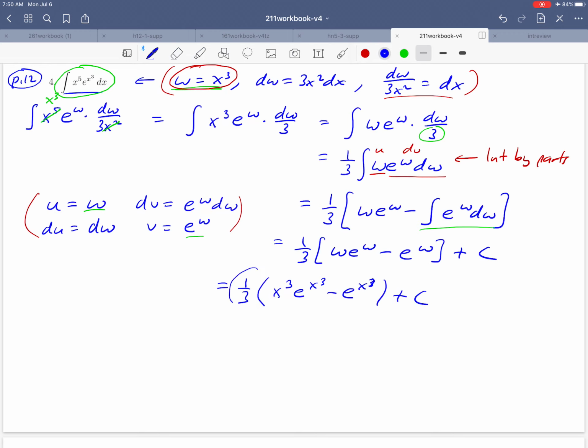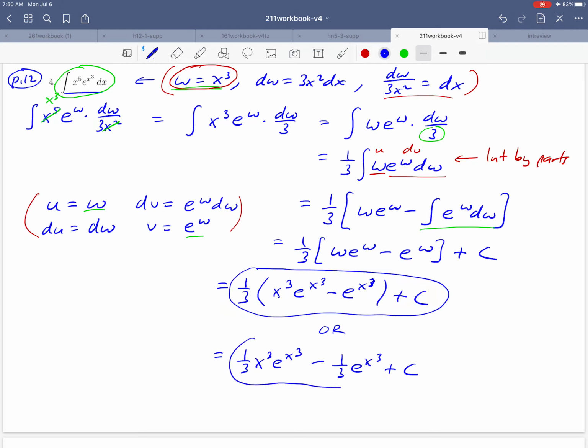We could either take that as our final answer, or another alternative would be just to multiply that 1/3 through the quantity, and we could also write our answer like this. Notice this is yet another example that illustrates that some integrals you will need to combine various techniques together. We actually used a substitution and integration by parts in this problem.